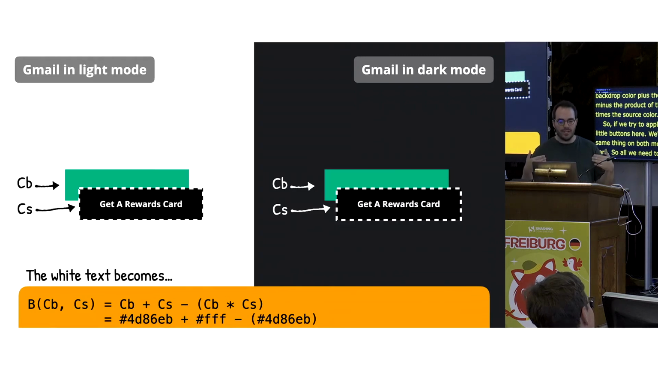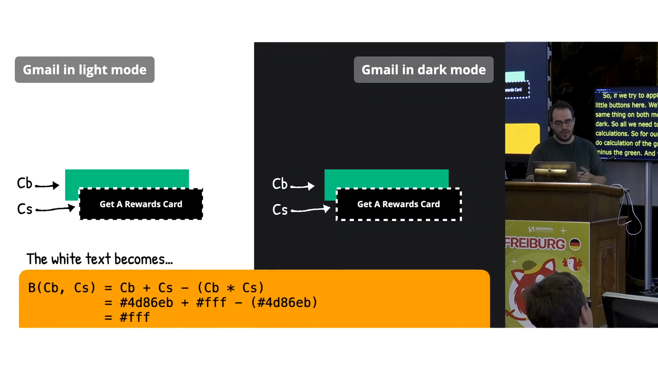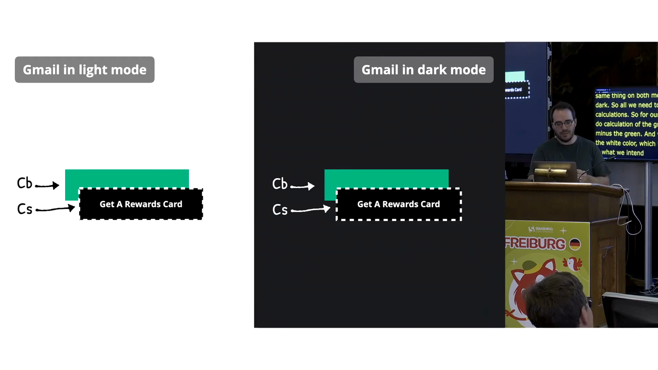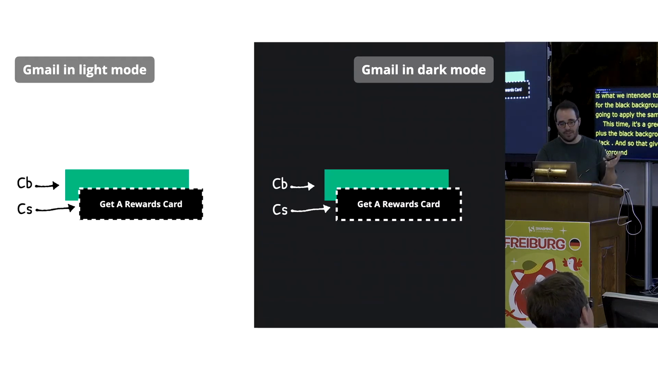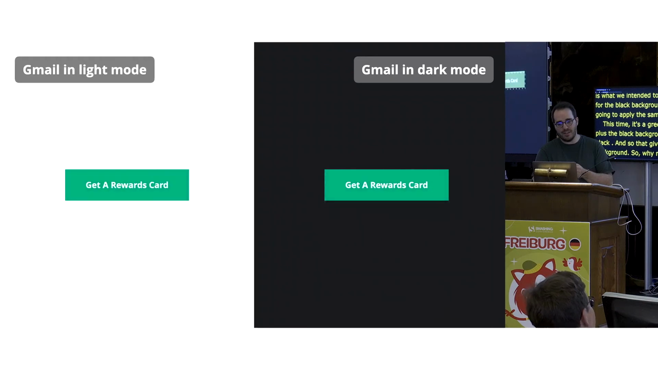For our white text, we do the calculation of the green plus the white minus the green. So it just gives us the white color, which is perfect. This is what we intended to do. And then for the black background, we apply the same calculation. So this time it's the green background plus the black background minus black. And so that just gives us the green background. So voila, this is how we can maintain our colors with a single piece of code for Gmail that doesn't support dark mode media query or anything.